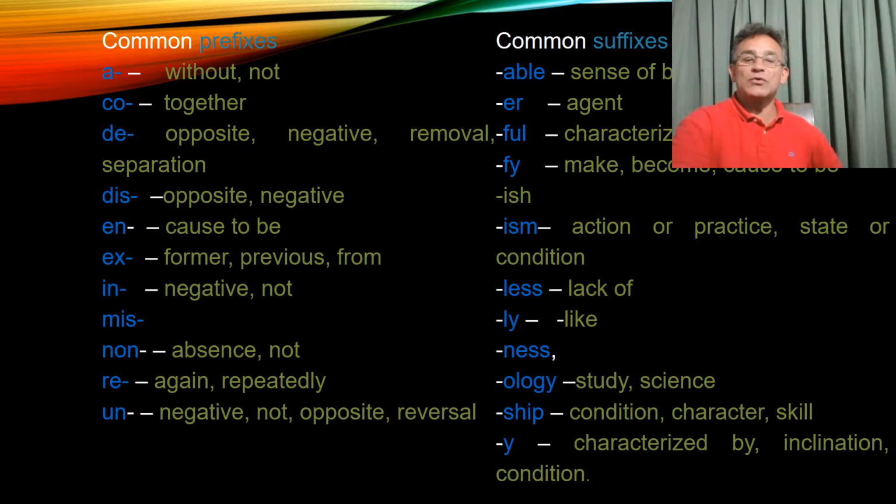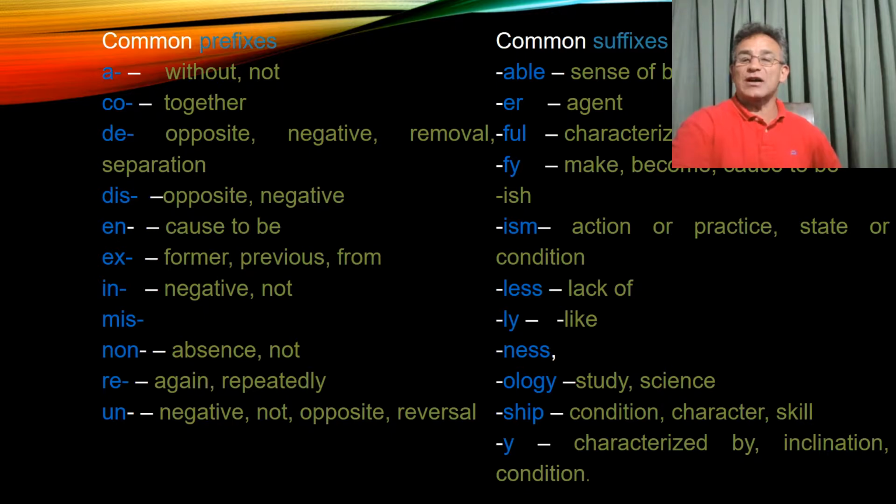The most common prefixes are a, without; co, together; de, opposite, negative, removal, separation; dis, opposite, negative, and cause to be; ex, former, previous, from; in, negative, not; non, absence, not; re, again, repeatedly; un, negative, not, opposite, reversal.